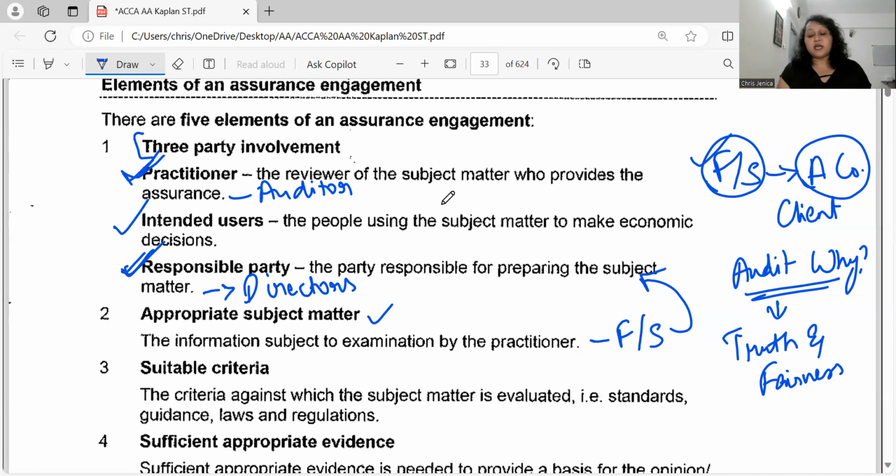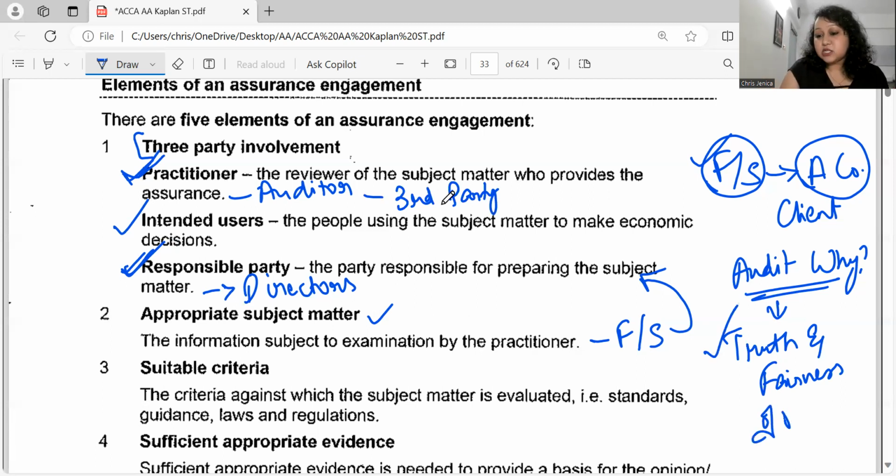So that is the reason why a third party, that is the auditor, will be appointed by the shareholders in order to provide an opinion on the truth and fairness of the financial statements prepared by the directors. Okay, so intended users will basically be the shareholders. Not only shareholders, it can be the government or any other stakeholders also.